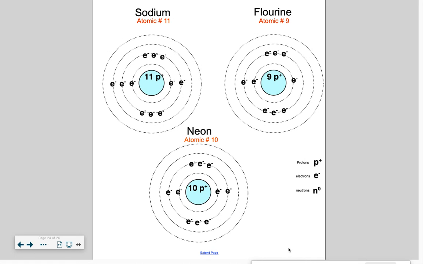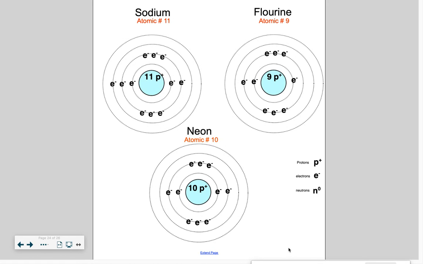And I don't want to get too deep into this yet, but it's for this reason. The fact that neon has an outer shell that is completely filled with electrons, that is why neon will not react naturally with other elements. It stands on its own. It's known as a noble gas. It is not reactive with other elements. Scientists can do weird, crazy things with these gases to make them kind of react, but that's not for us to worry about. In the natural world, neon is an inert gas. It does not react with other things.